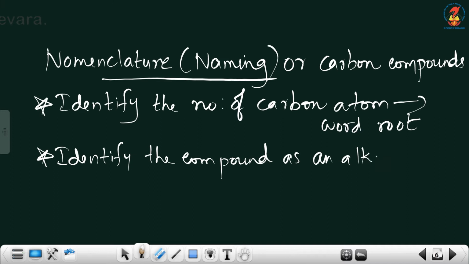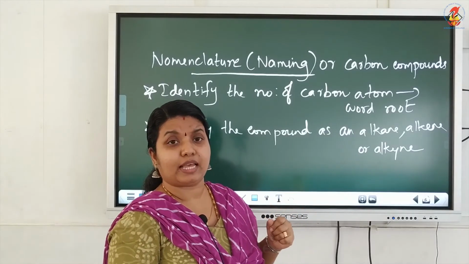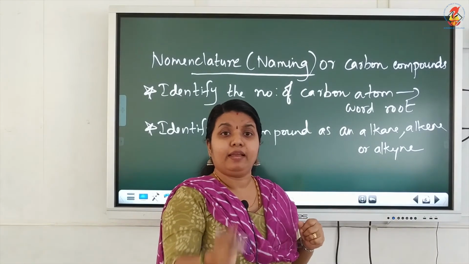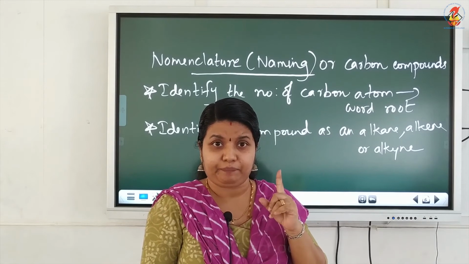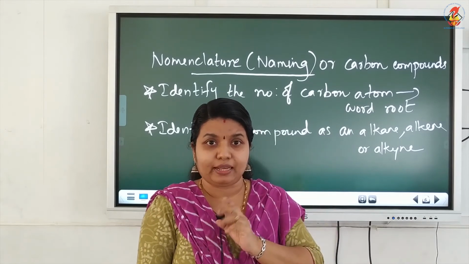The second one is to identify the compound as an alkane, alkene or alkyne. How do you identify the compound as alkane, alkene or alkyne? Look at the bond between the carbon atoms, not between carbon and oxygen. Look at the bond between carbon atoms.